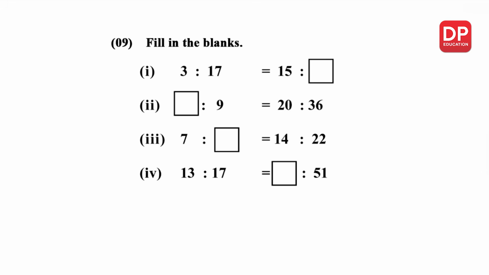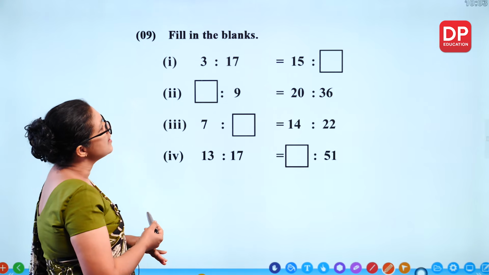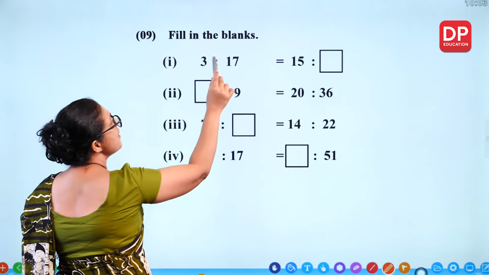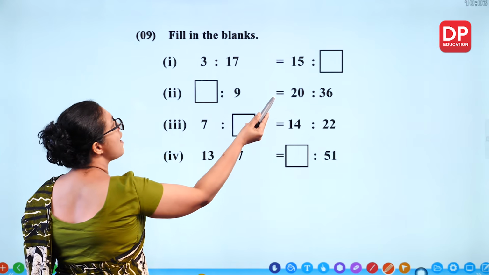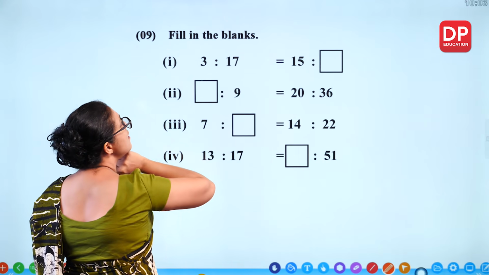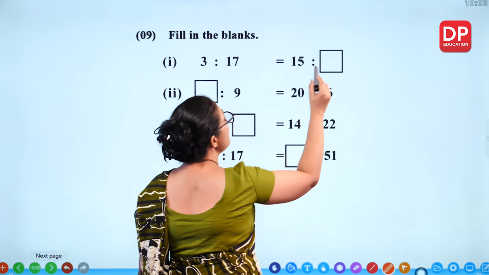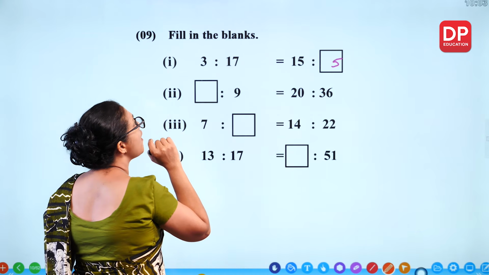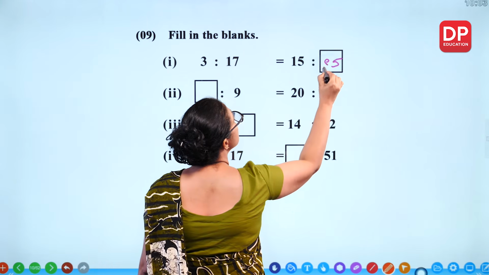Fill in the blanks. 3 to 17. So these are equivalent ratios. 3 becomes 15, multiplied by 5. So you do the same thing here: 17 multiplied by 5, 85.